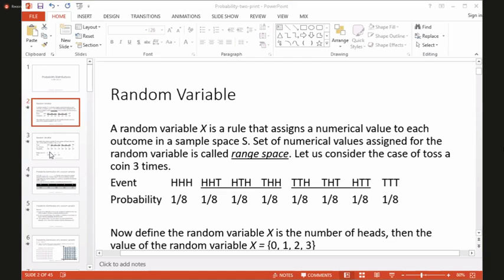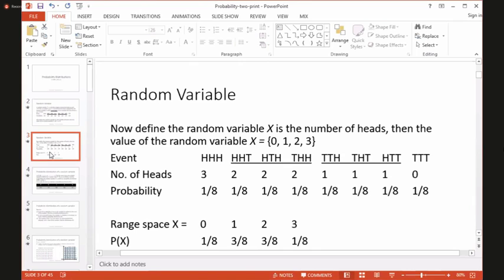See the next slide, I just changed some of the things so you can understand easily. I just modified the previous slide because some students find it difficult to understand the concept. See, the event is very clear now. What will be the number of heads? With respect to this one, 3. In each of these occasions you see 2, 2, 2. Here 1, 1, 1. Here 0. This is how we convert the sample space to numeric values.